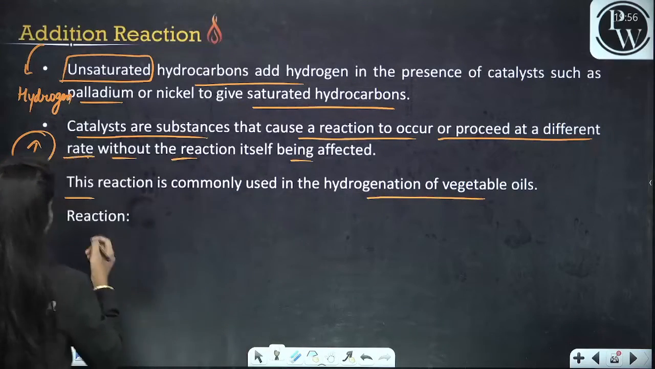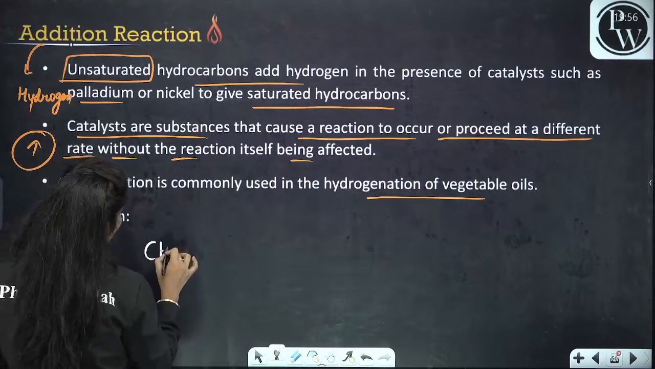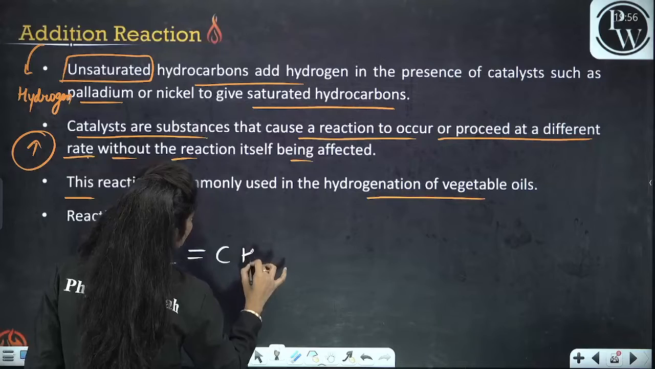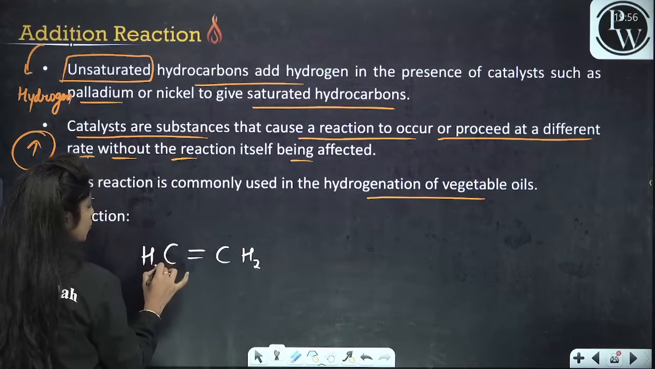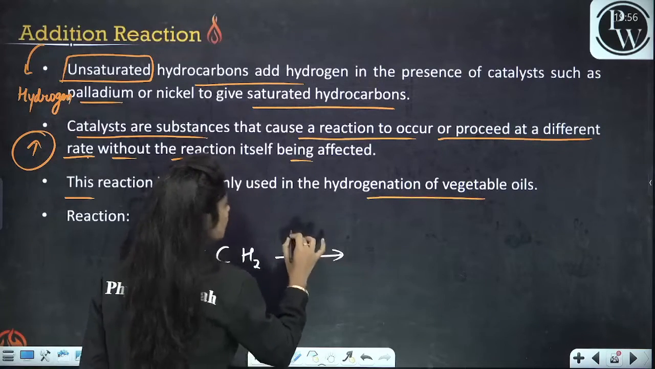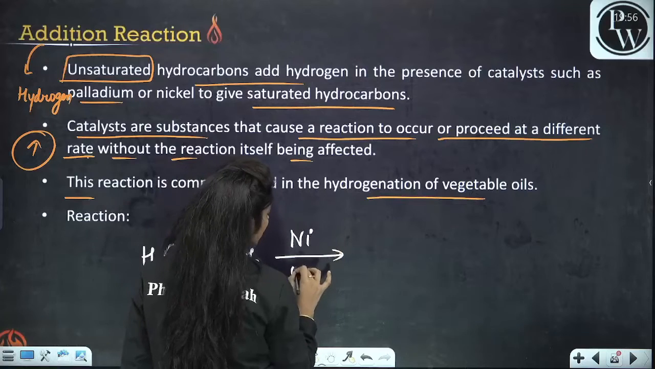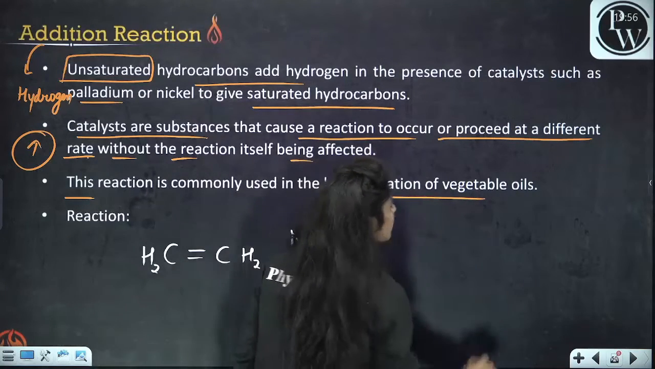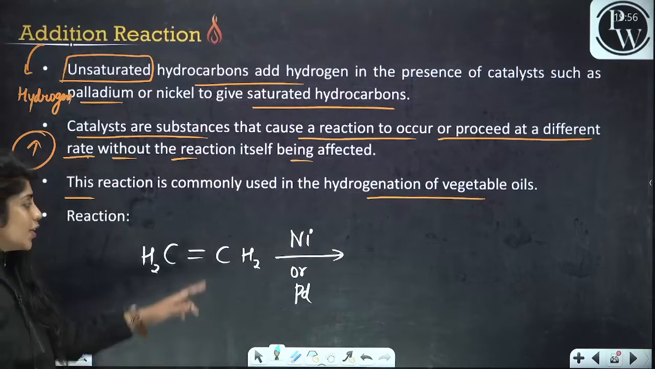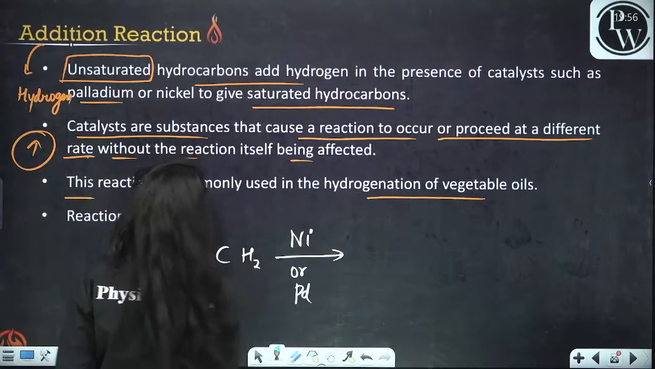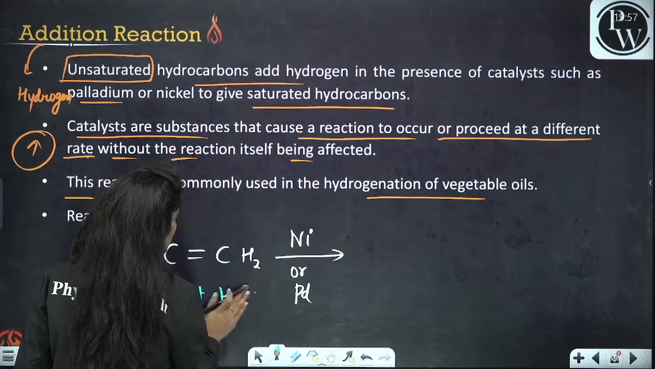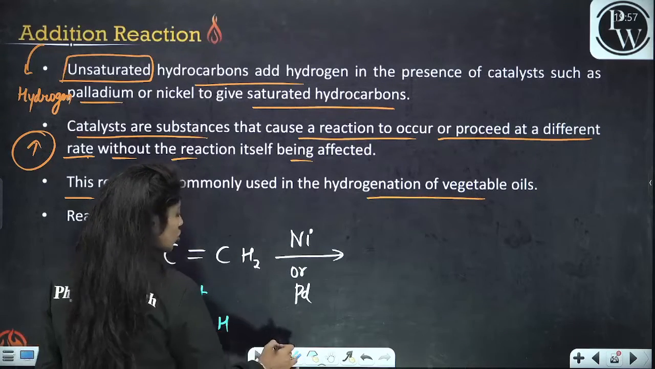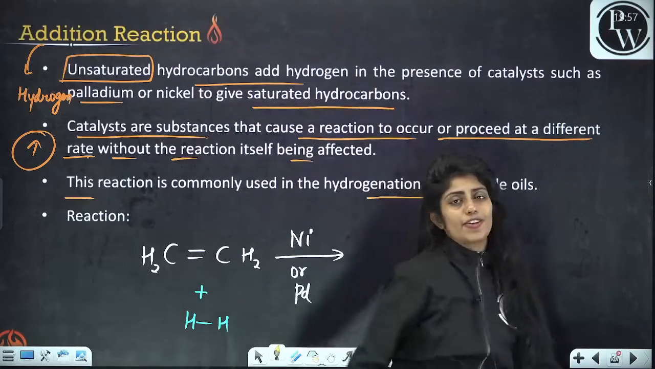So, the reaction is, suppose you have CH2 in presence of, you have to write it, nickel or palladium. What will happen? What will happen? You are going to add what? Hydrogen. You are going to add hydrogen. So, just be patient and check the reaction yourself.